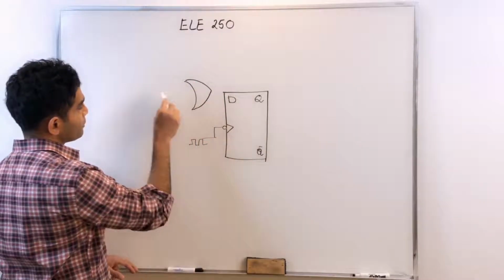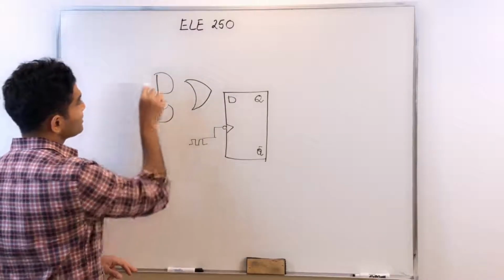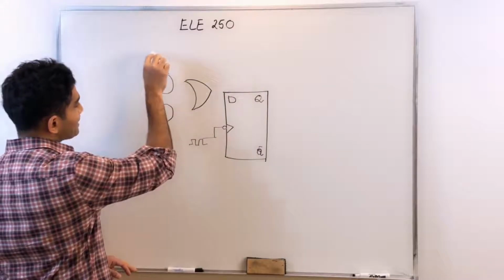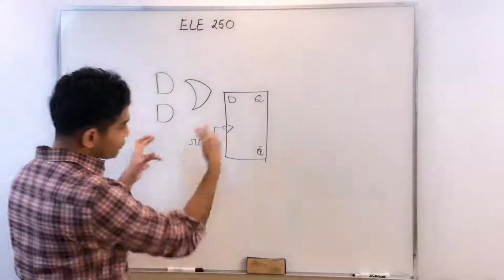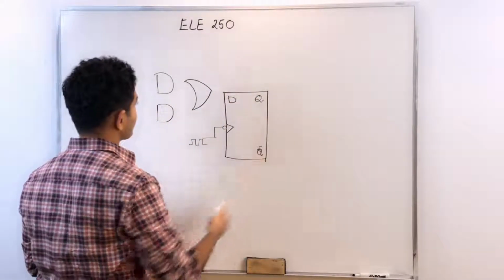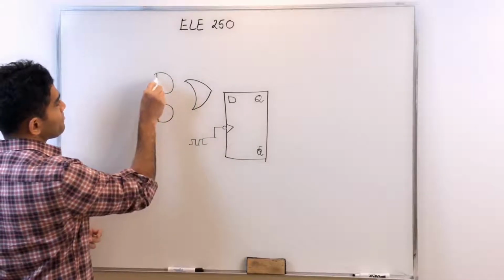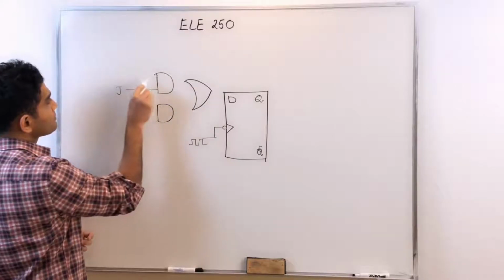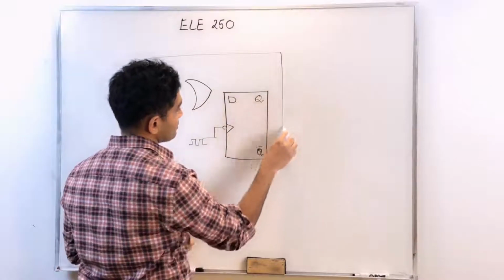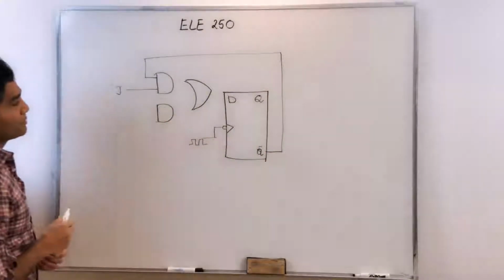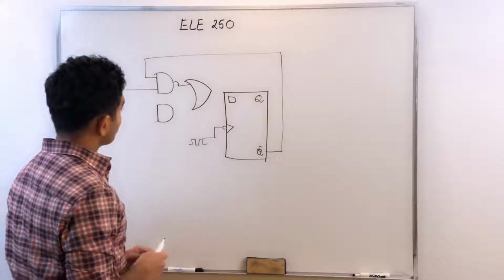I'm going to have an OR gate, and you will see why I've done this. Basically, what I'm doing here is coming up with a combinational circuit in addition to this D flip-flop. It's a simple combinational circuit with two AND gates. Let me call this input J. The other input is the feedback going from Q prime, and then of course the output of this goes to the OR gate.